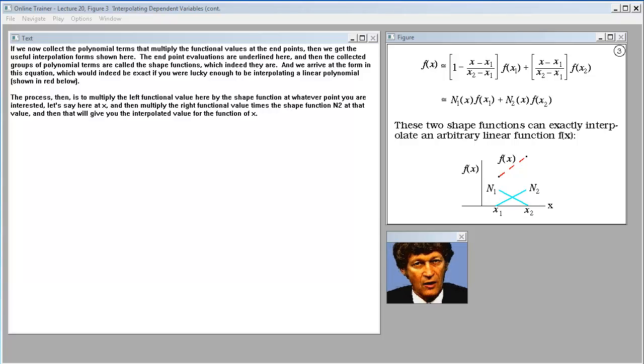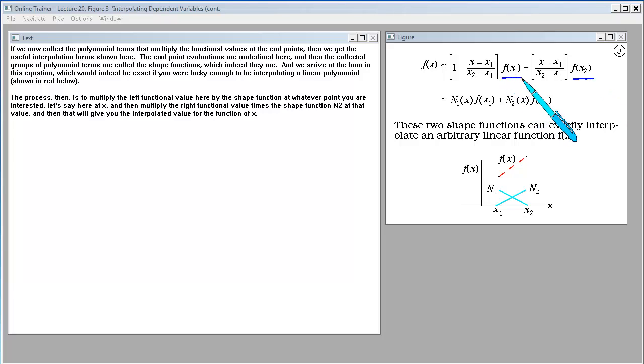If we now collect the polynomial terms that multiply the functional values at the endpoints, then we get the useful interpolation form shown here. The endpoint evaluations are underlined here, and then the collected groups of polynomial terms are called the shape functions, which indeed they are. And we arrive at the form in this equation, which would indeed be exact if you were lucky enough to be interpolating a linear polynomial, shown in red below.